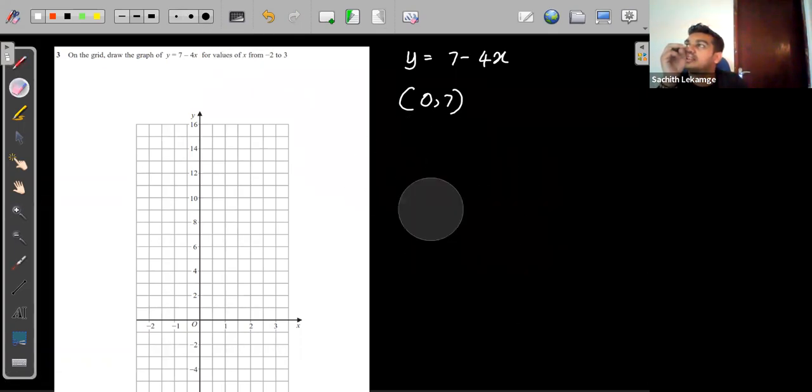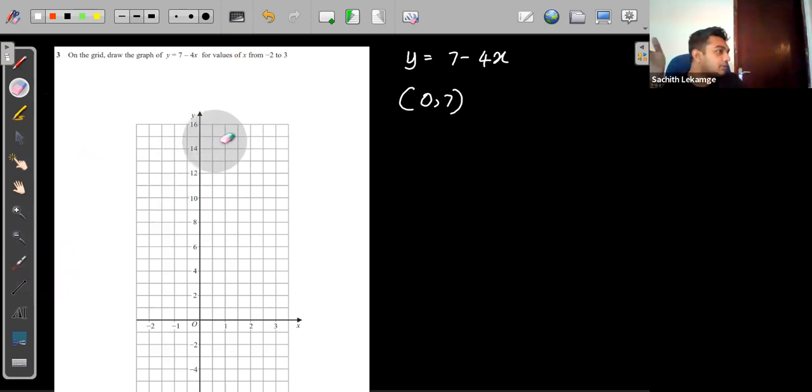You follow that. You get a table, at least get 3 values and draw it. I don't need to do it. You all can do it. Try to. Next question.